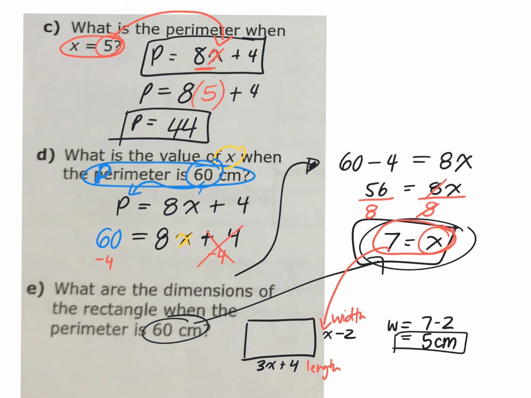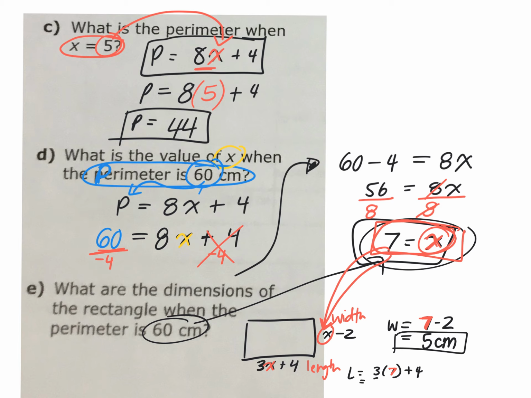Right now, all I'm doing is replacing this. We calculated that x is equal to 7 when it has a perimeter of 60, right? So if x is 7, I'm going to replace this x with the number 7. So instead of writing x minus 2, I'm writing 7 minus 2 to actually figure out the dimensions. 5 centimeters. What would the length be? Instead of writing 3 times x, I'm going to write 3 times what? 3 times 7 plus 4. Does everyone understand that? I'm replacing x with the number. What's 3 times 7?